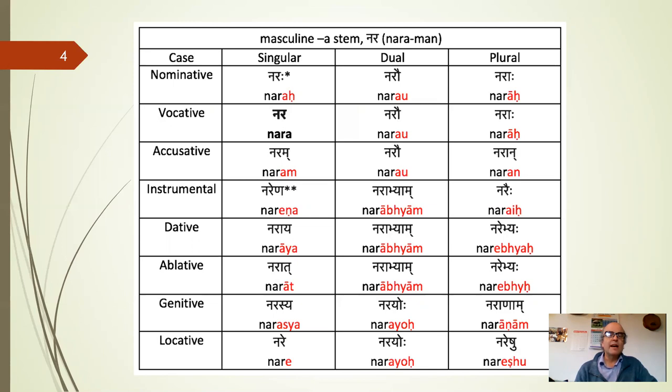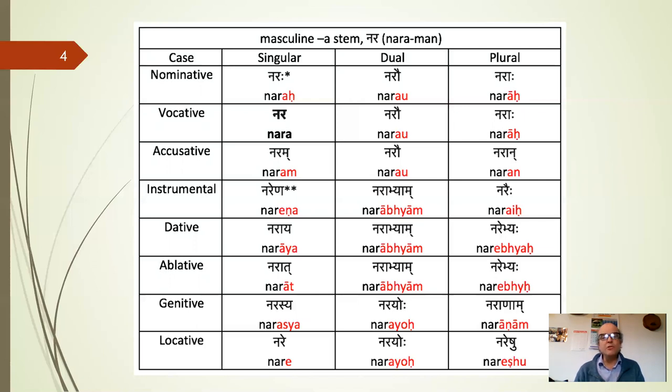The ablative, narat. Narat means from. So narat, from the man, means something like, how shall I put this? Took the book from the man. Narasya means of the man, belonging to the man. Nare means at the man.